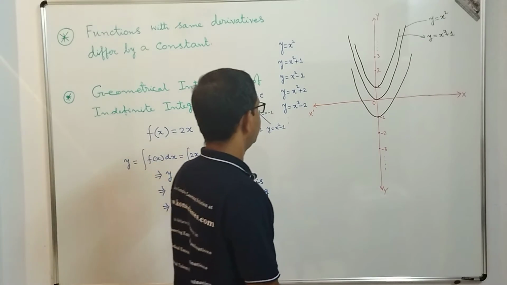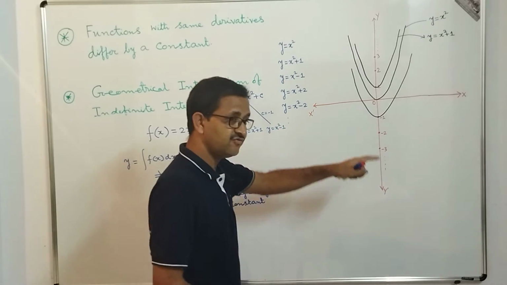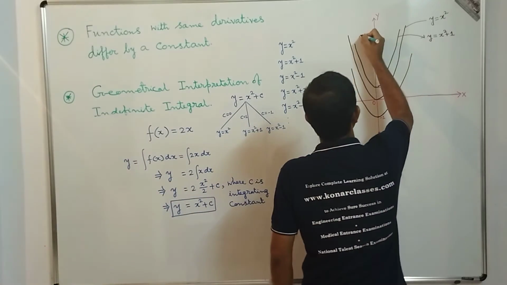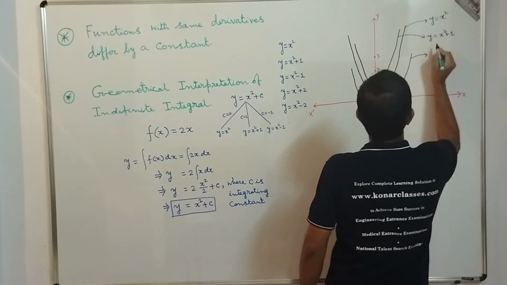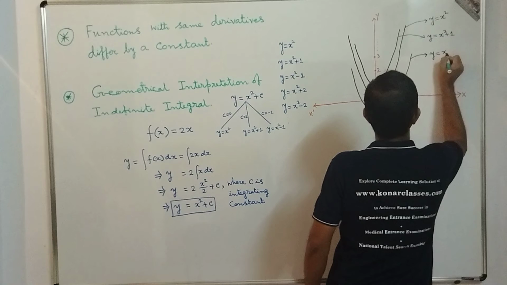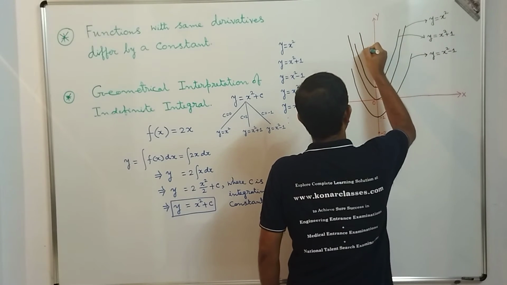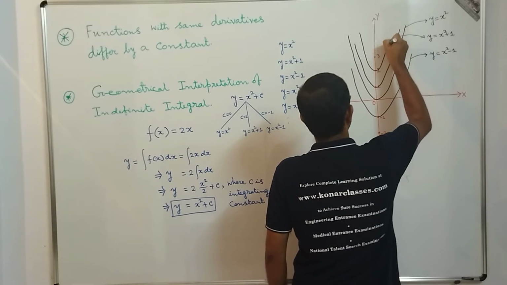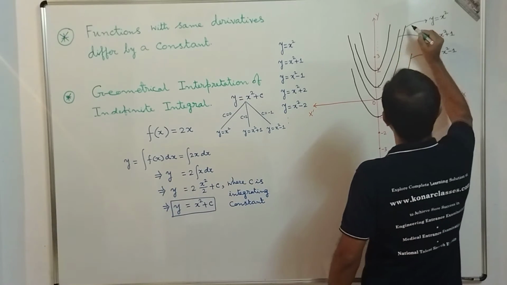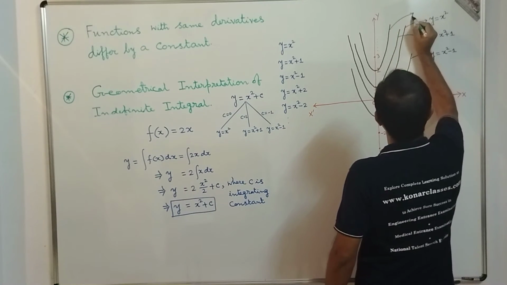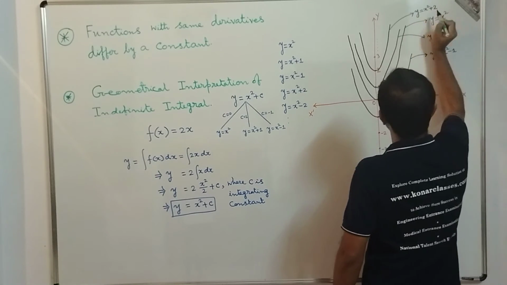Okay. Now let's look into y equal to x square plus 2. That is also a parabola where the vertex is at the point 0, 2. So let me write it down here. So this is a parabola where the vertex is at the point 0, 2. So what is the equation? Y equal to x square plus 2. So we get y equal to x square plus 2.